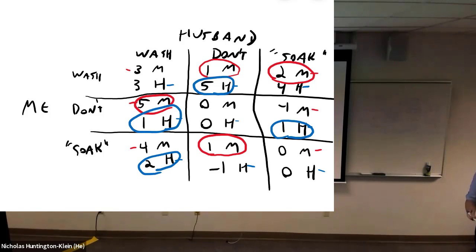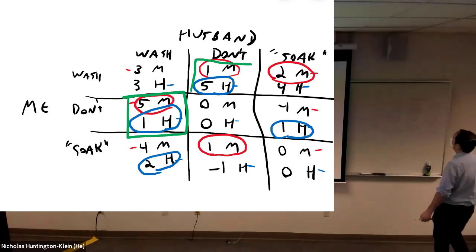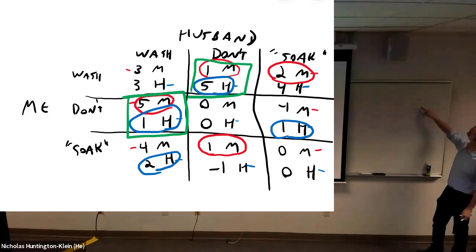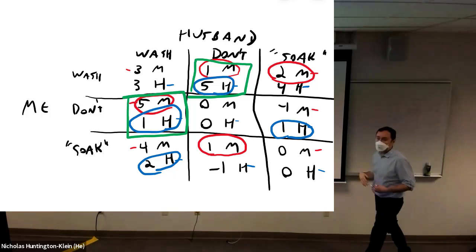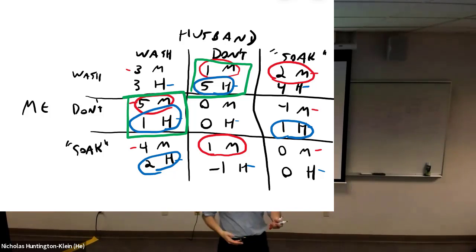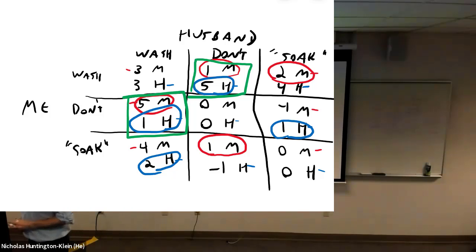So now we've ended up with 2 places where we have circled both of the payouts. Those are going to be our Nash equilibria. Either one works. Either I wash them and he doesn't, or he washes them and I don't. Either would be a Nash equilibrium. If we find ourselves in one of those spots, then neither of us would want to change our behavior.